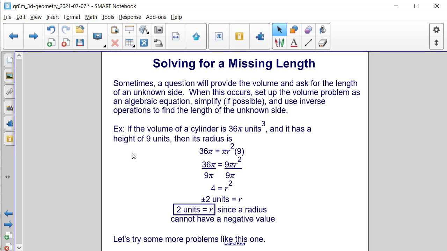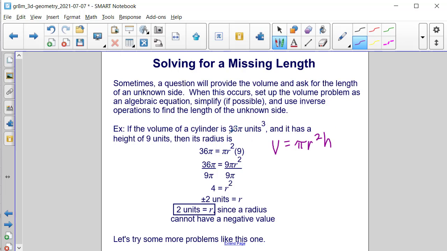Here's an example. If the volume of a cylinder is 36 pi cubic units and it has a height of 9 units, then its radius is what value? Well, we know that the volume of any cylinder is equal to pi times the radius squared times the height.